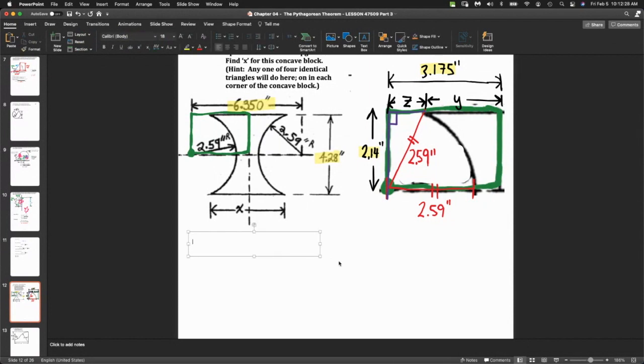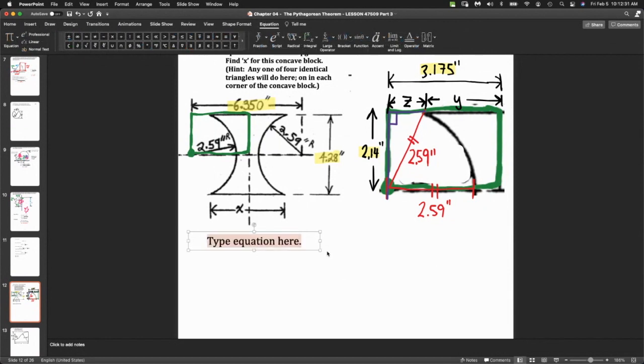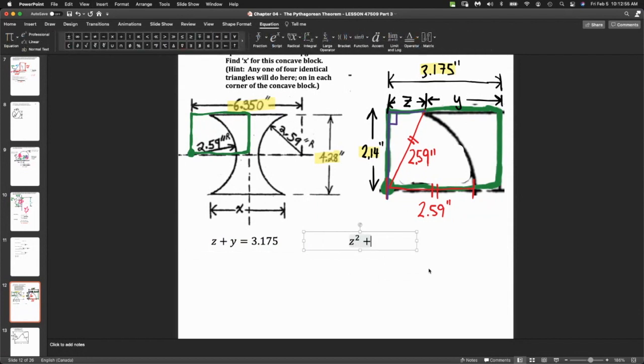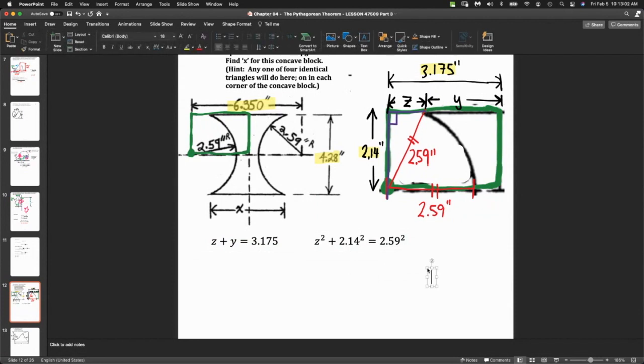First, Z plus Y equals 3.175. Does that make sense? Straight up here, right? Z plus Y is 3.175. One more. Maha already answered this one, but I'm going to write it down here. Z squared plus 2.14 squared equals 2.59 squared. So that comes from the right angle triangle.